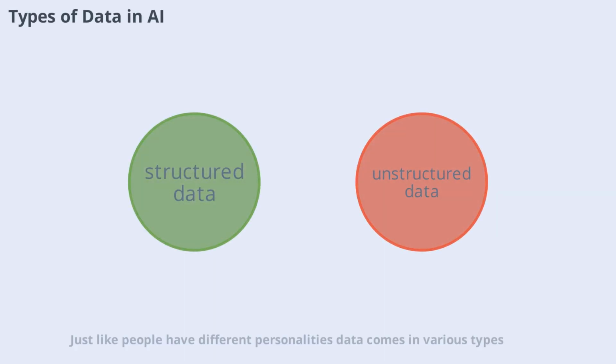Just like people have different personalities, data comes in various types, each suited for specific AI tasks. The main categories are structured and unstructured data. Structured data is organized in a fixed format, making it easy for computers to read and analyze. Unstructured data, on the other hand, lacks a clear structure and can be more challenging to process. Let's explore these types in detail to see how they impact AI development.